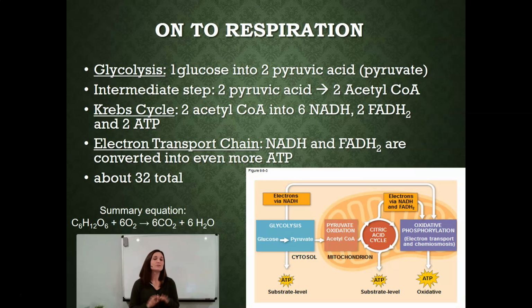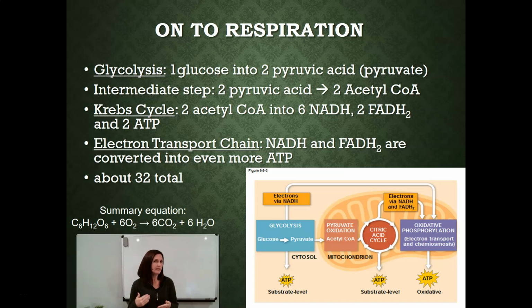Hi students, so today we're going to be talking about cellular respiration and specifically getting into the details of the phases of cellular respiration. There are three main stages to cellular respiration. The first one is a process called glycolysis, where we break apart glucose.